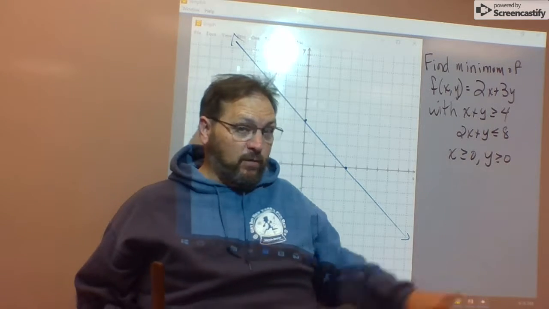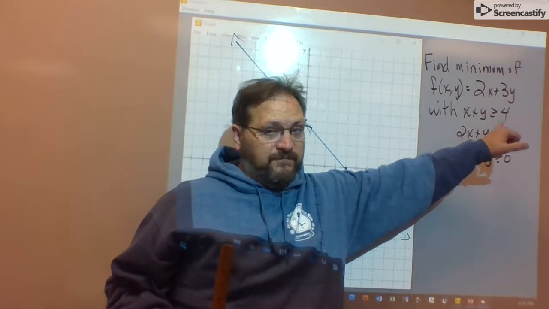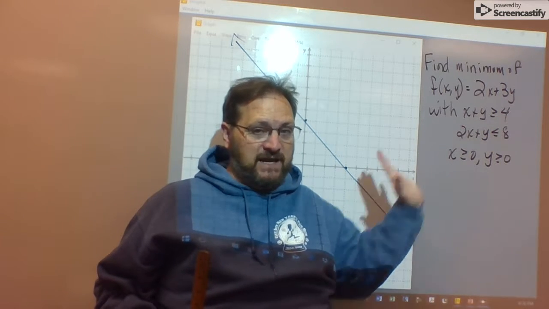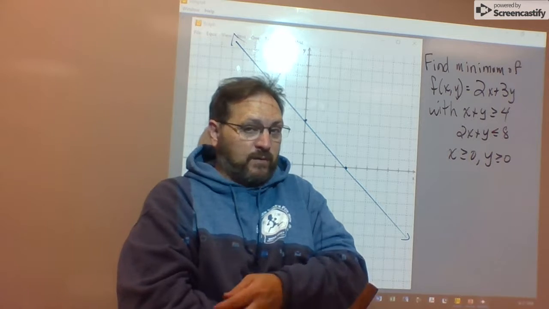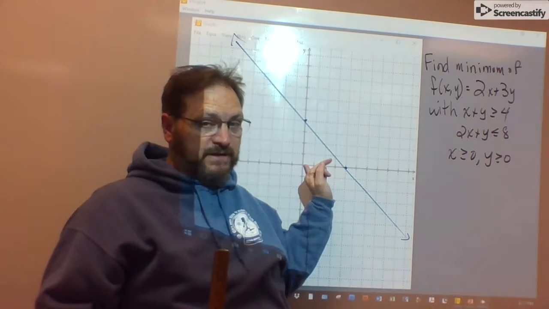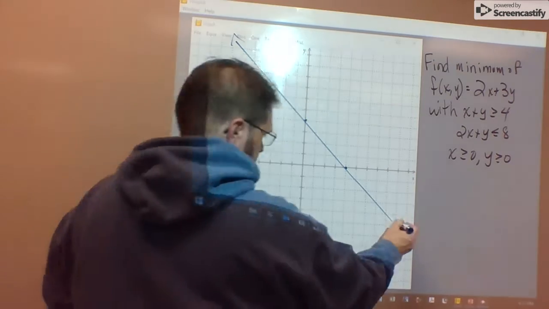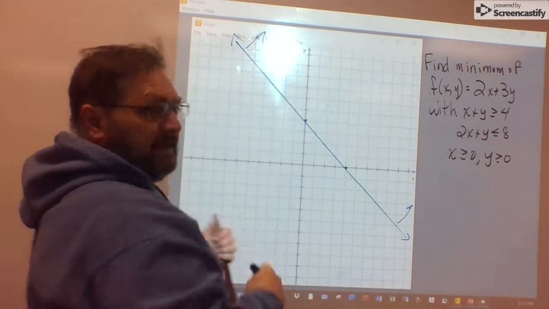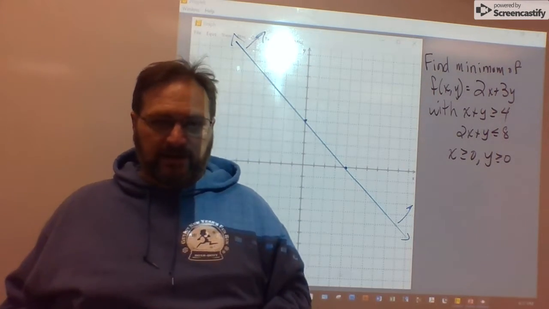If I test the origin, 0 plus 0 is not greater than or equal to 4. That means I have to shade away from the origin. X plus y greater than or equal to 4. If I test the origin, 0 plus 0 greater than or equal to 4 is false. Shade the other side. Again, just by marking it so that we know.